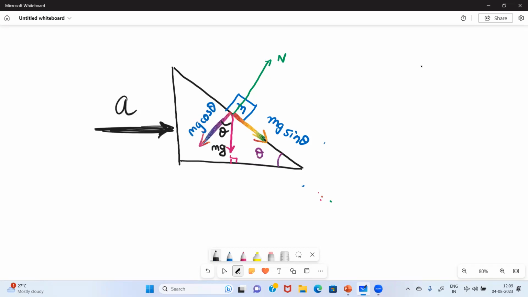So I cannot write Newton's laws. So what should I do? Yes, I should assume a pseudo force. In which direction? The wedge is moving in which direction? Towards the right. So I must assume my pseudo force in the opposite direction, to the left. Very good. So what is that green line representing, guys? Pseudo force. What should be the magnitude of that? M into A. What is it? M into A.